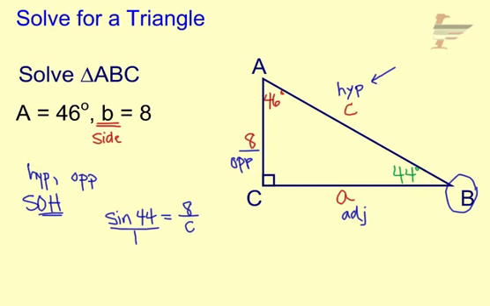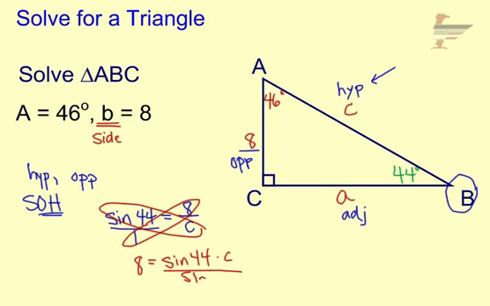If we want to set this up like a fraction to cross multiply, we can say 8 times 1 is 8 equals sine of 44 times C. Divide both sides by sine of 44. At this point, we can go to the calculator and do 8 divided by sine of 44. Because this is 44 degrees, you want to make sure that your calculator is in degree mode. When we do that calculation, we get 11.5. So now we know side C is 11.5.